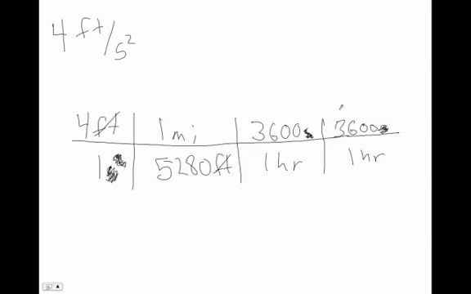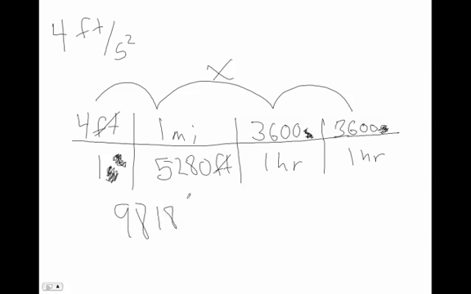Now, why would this be squared, Mrs. Knudsen? Because an hour times an hour is an hour squared. It's not 2 hours, it's an hour squared. Now, how do we go about putting this in the calculator? Okay, I'm going to take 4 times 1 times 3,600 times 3,600, just because I'm kind of old school and I'm not going to use that square button. Then I'm going to divide by 1, divide by 5,280, divide by 1, divide by 1. I ended up with 9,818 miles per hour squared.